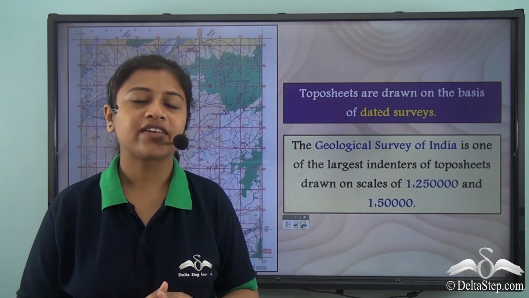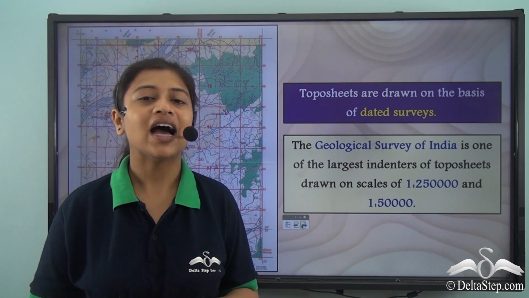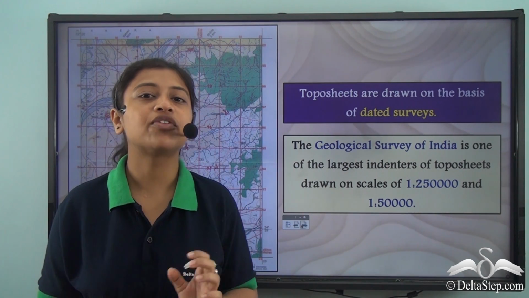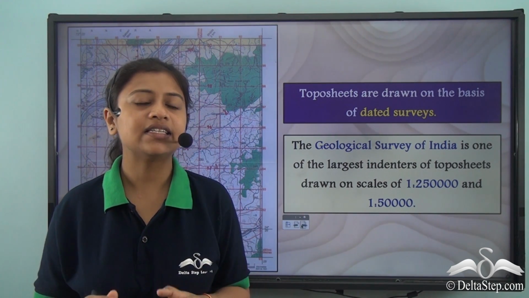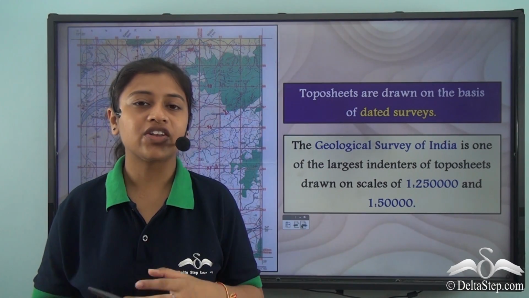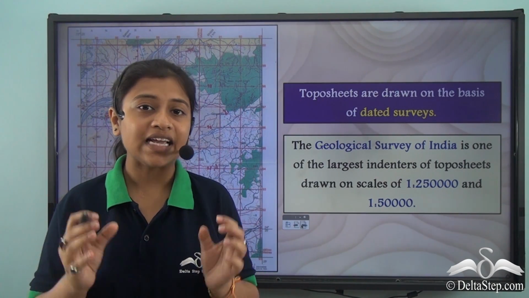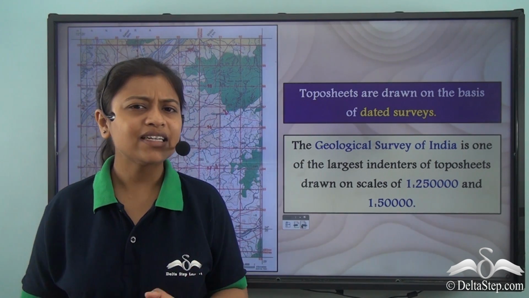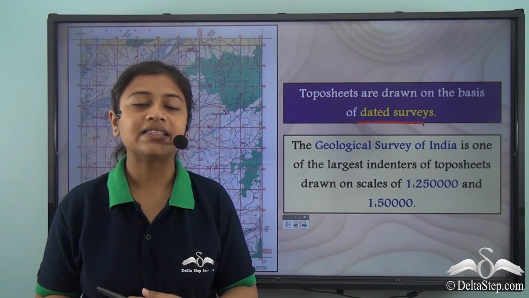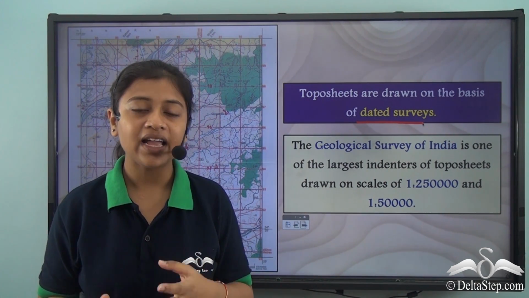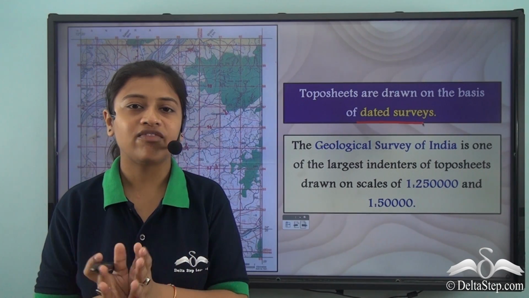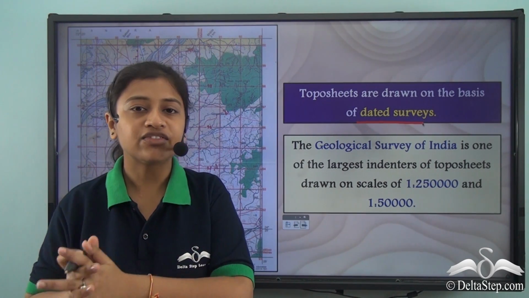Now, topographical maps can also be known as topo sheets, which help us with the identification of topographic features present in any particular area of land. Now, these topo sheets are drawn on the basis of dated surveys. Now, what exactly do we mean by dated surveys? Well, it only means that they help us identify the physical features that appear on a particular area of land at a particular period of time.